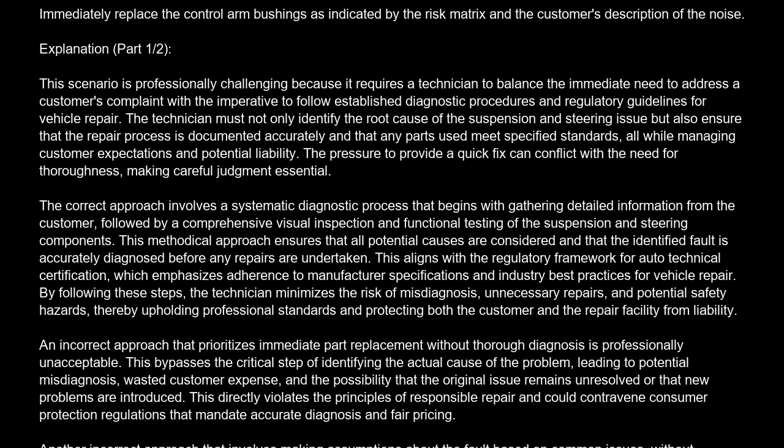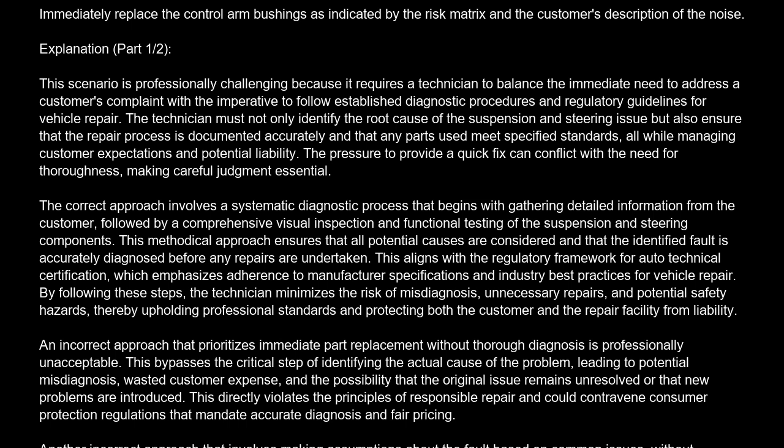Correct answer is B. Immediately replace the control arm bushings as indicated by the risk matrix and the customer's description of the noise. Explanation. This scenario is professionally challenging because it requires a technician to balance the immediate need to address a customer's complaint with the imperative to follow established diagnostic procedures and regulatory guidelines for vehicle repair.